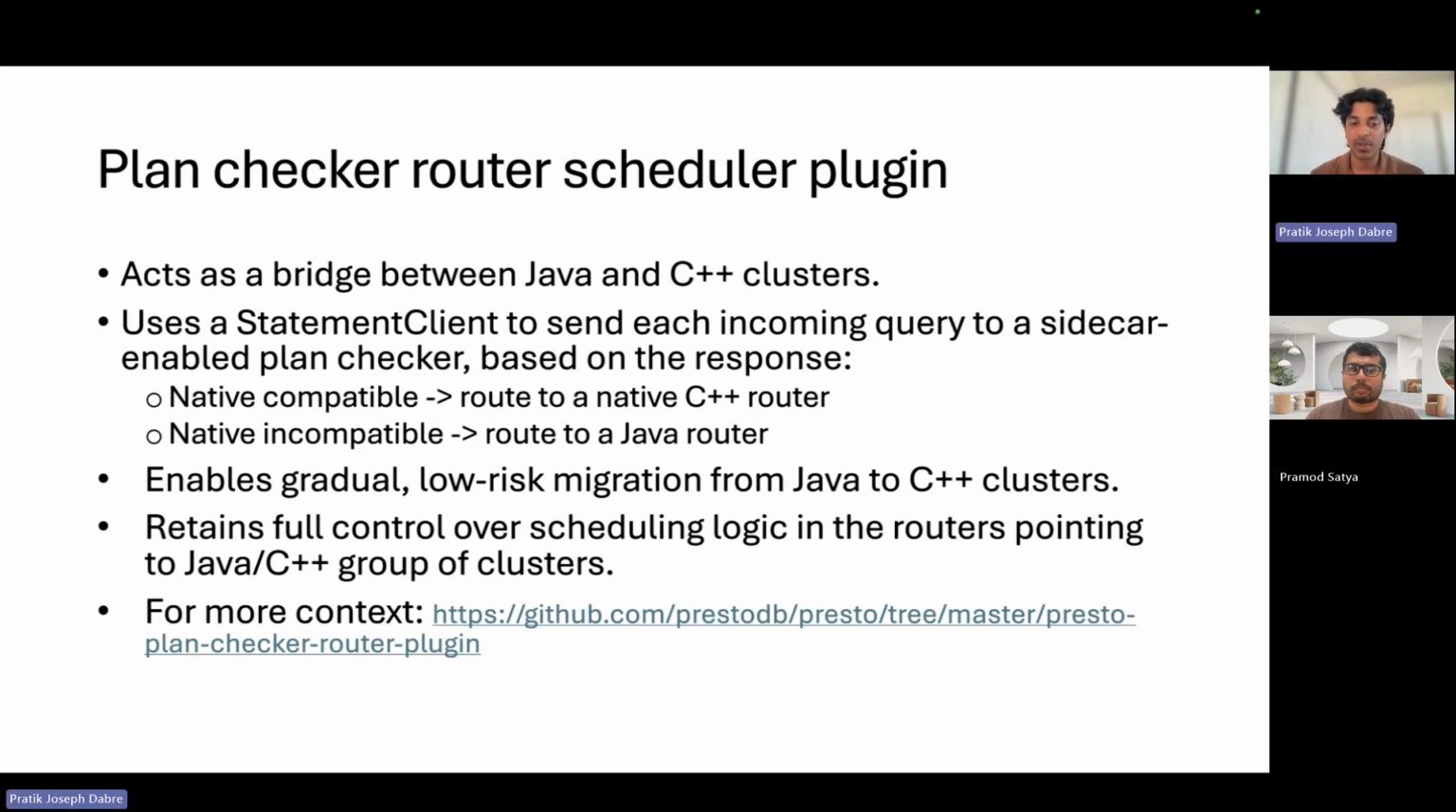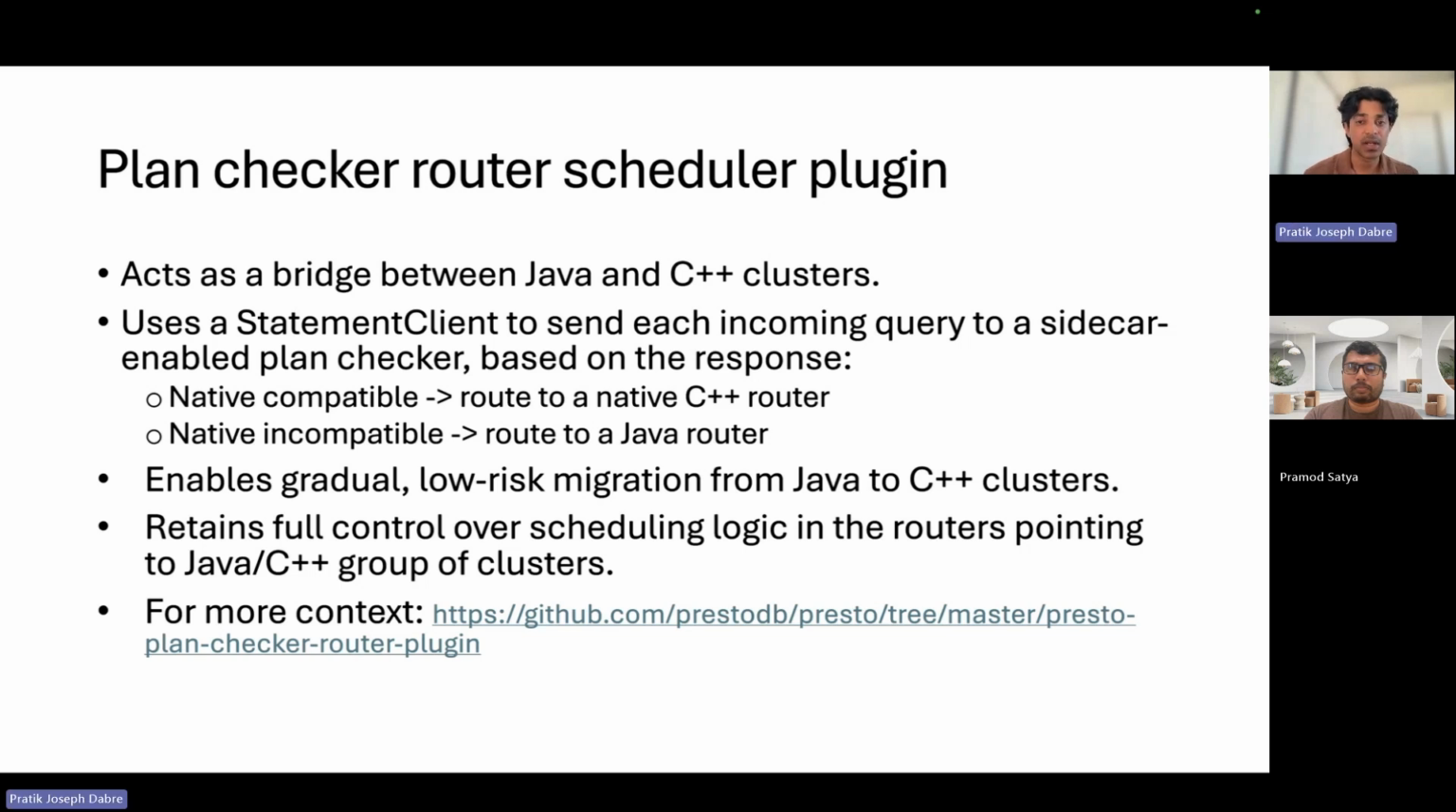In order to use the plan checker router plugin, you need some kind of router chaining to happen. The plugin acts as an intermediary between two routers, one pointing to a group of native C++ clusters and the other to a group of Java clusters. Simply put, any query submitted via client will route to the first layer of router. The first layer of router is going to be the router with which you have this router scheduler plugin enabled.